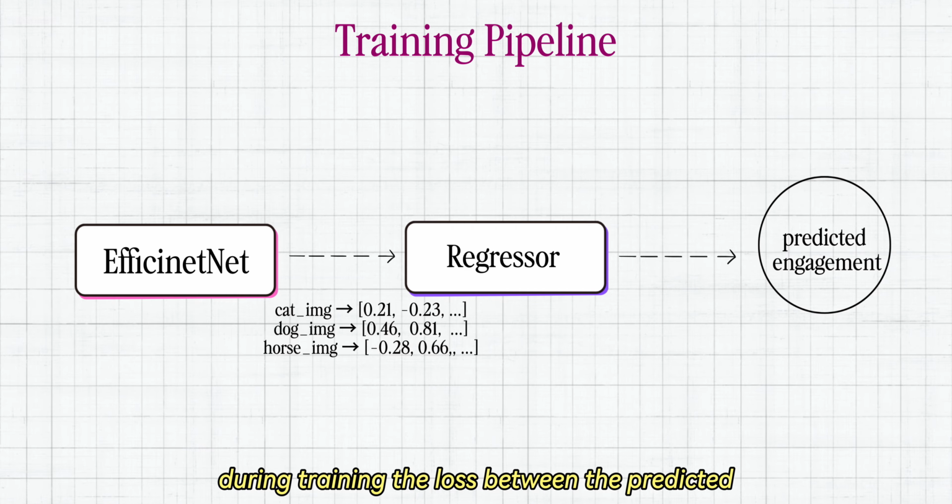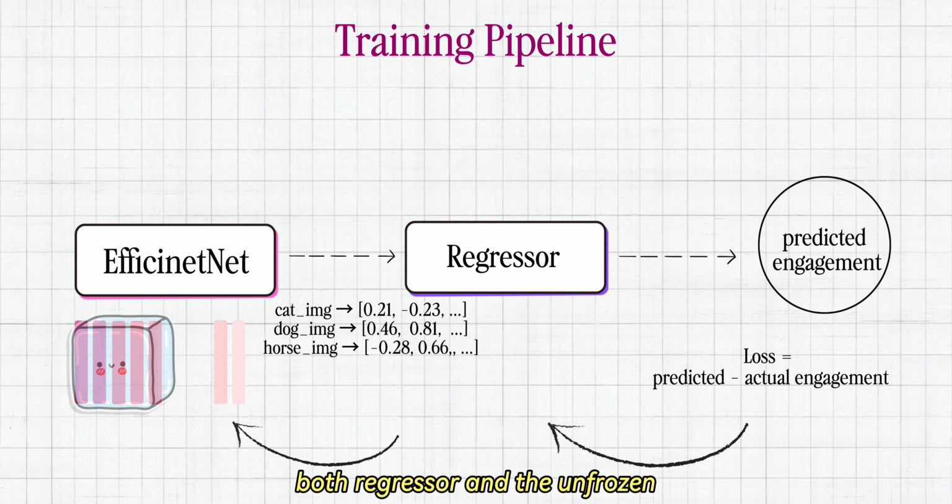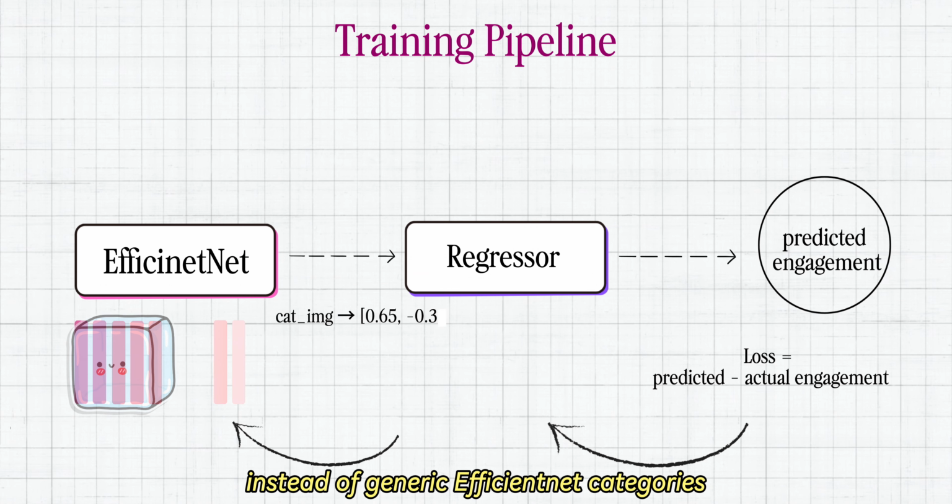During training, the loss between the predicted and true engagement values flows backward through both the regressor and the unfrozen EfficientNet layers, slightly adjusting the high-level filters so the embeddings become tuned for engagement-related visual semantics instead of generic ImageNet categories.